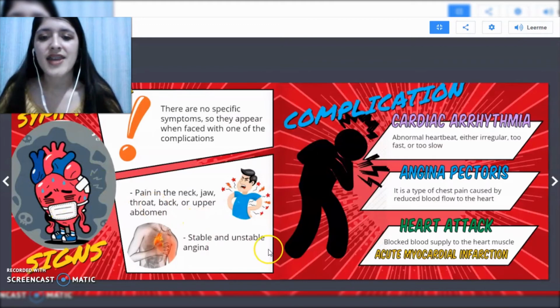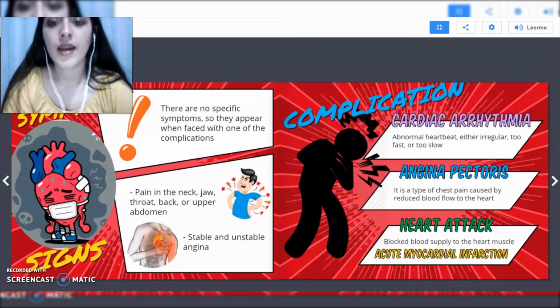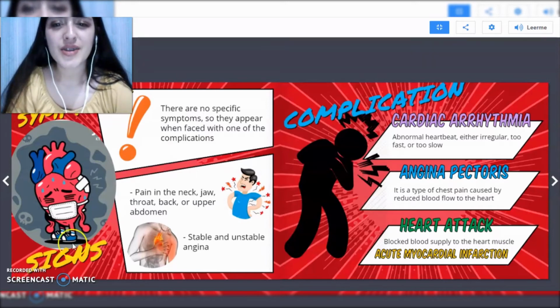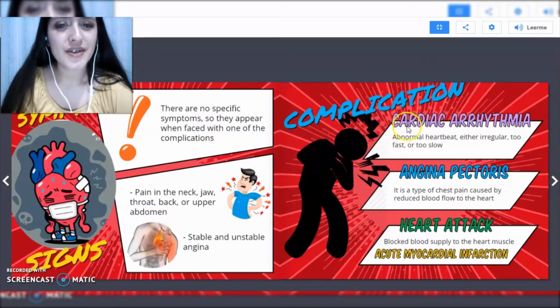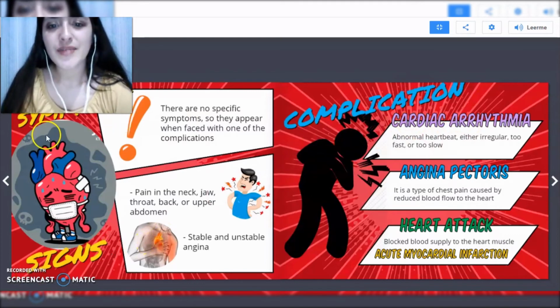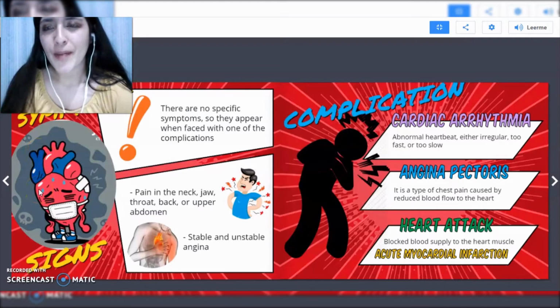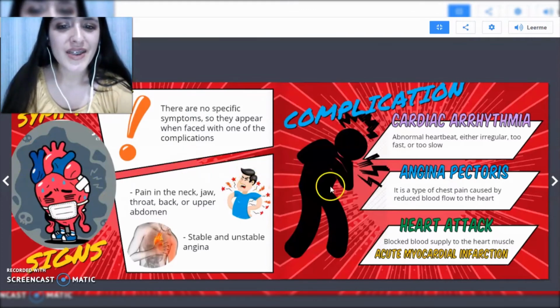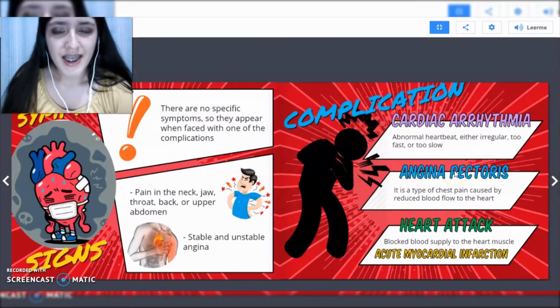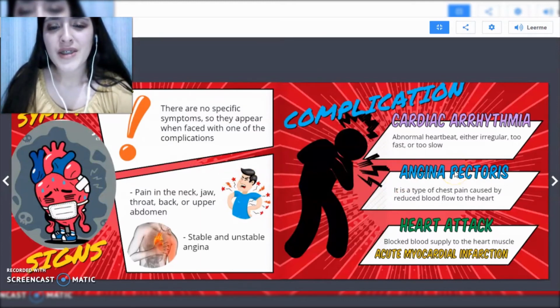or is only felt when the person is doing a stressful activity such as exercise, which is stable angina. When this disease is not appropriately treated, it could lead to a cardiac arrhythmia. That is when the heart beats in an abnormal way caused by irregularities in the electric impulse. Also, it can lead to angina pectoris, a type of oppressive chest pain caused by the reduced blood flow that arrives to the heart.